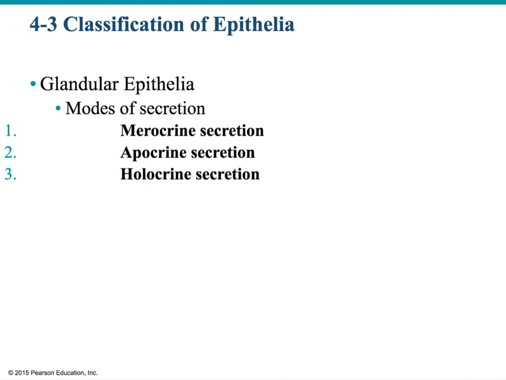Real quickly, we'll go over modes of secretion. There are three types: merocrine secretion, apocrine secretion, and holocrine secretion. We'll go over these in more detail next.